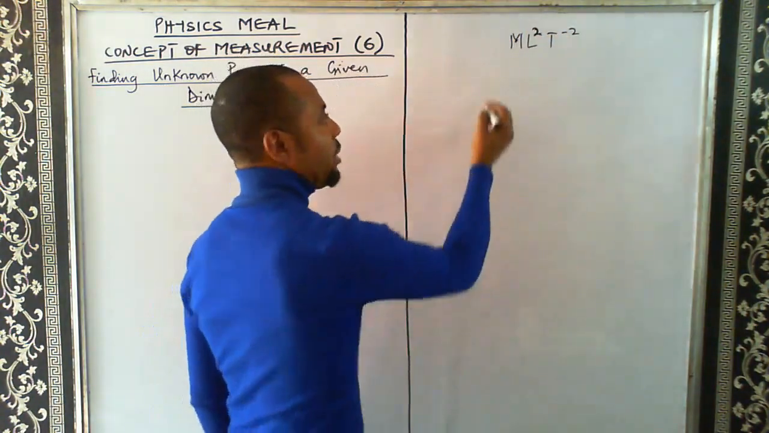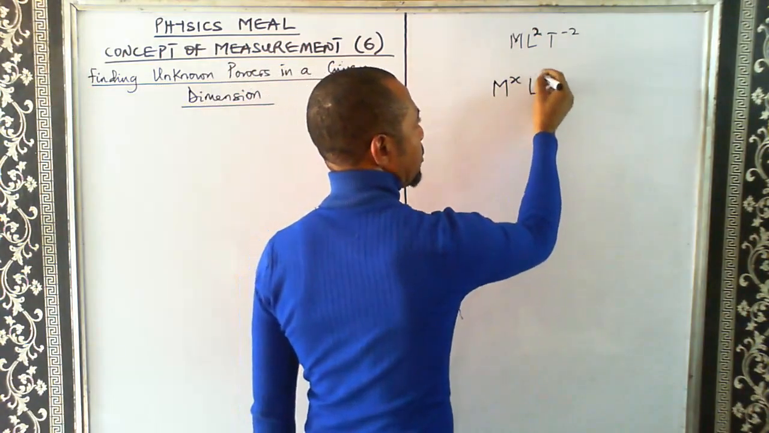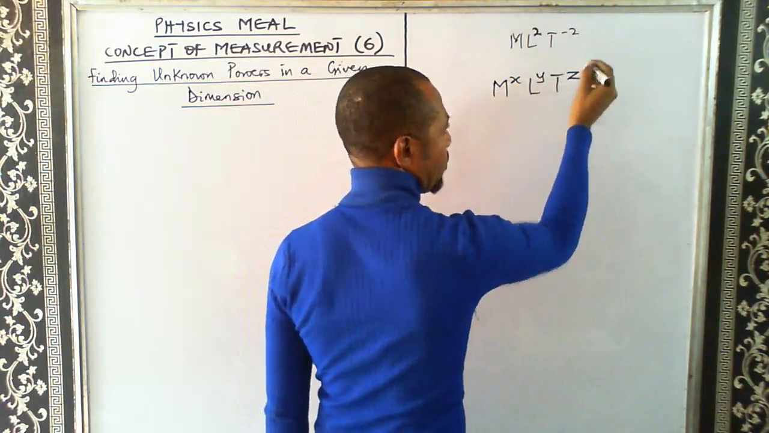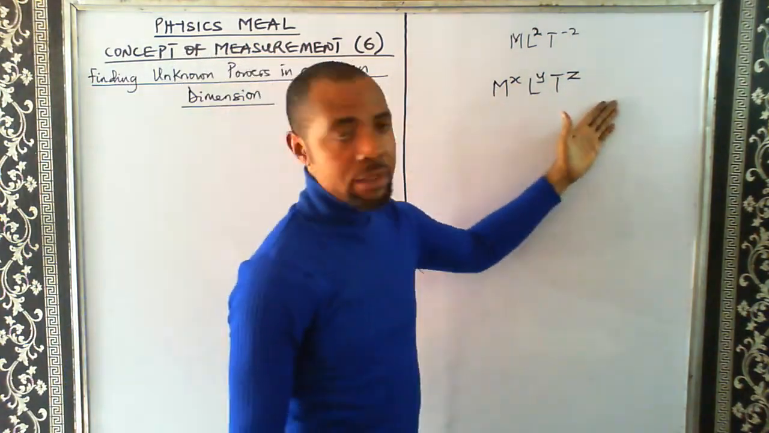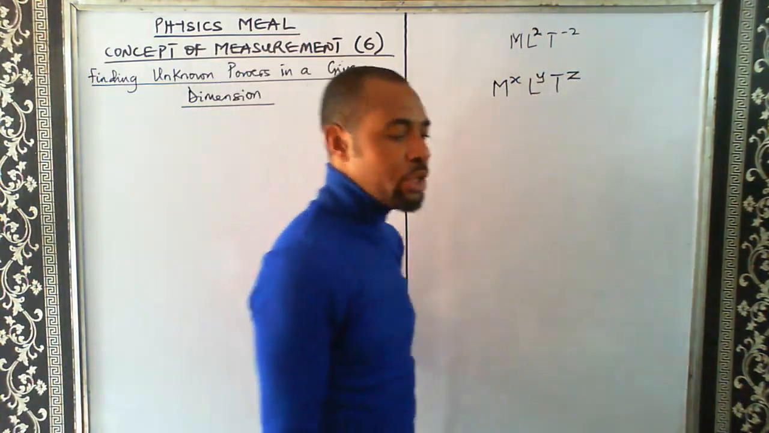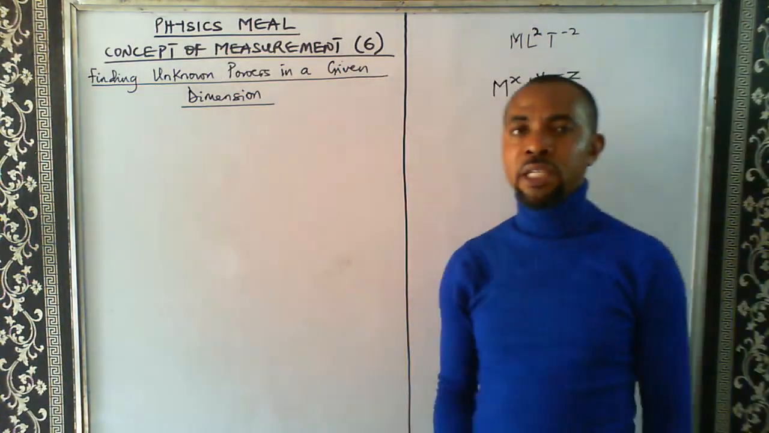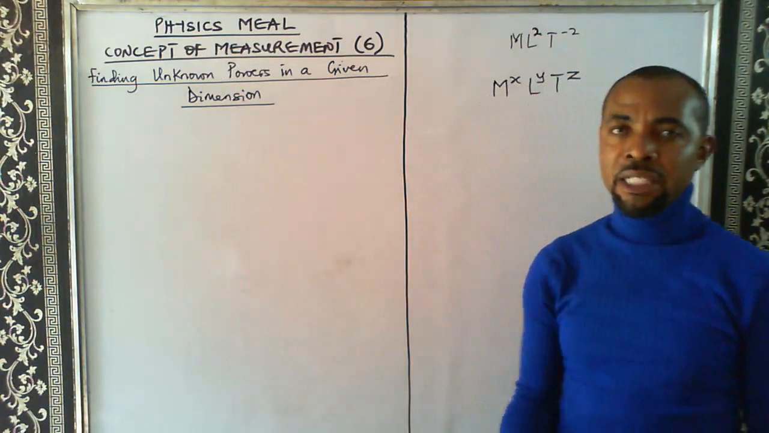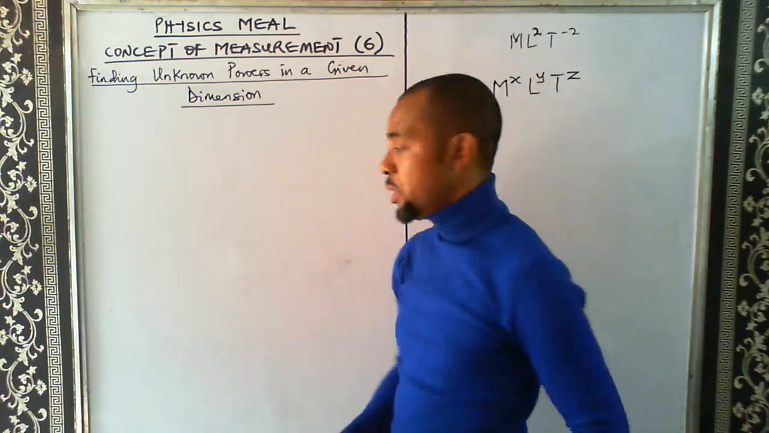But what if you are given the dimension of a quantity in this form? We are told that a certain quantity has this dimension, and you are asked to find these unknown powers. How are we going to do that? We just have simple steps that we are going to take in order to find the unknown powers in a given dimension. So let's look at these steps.